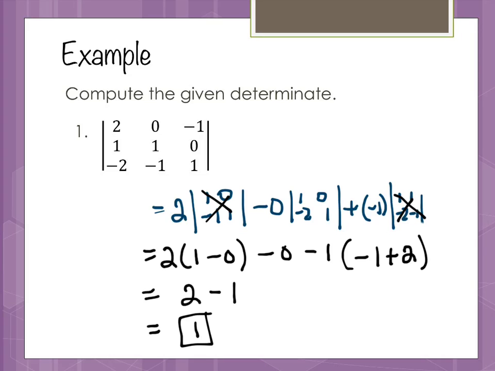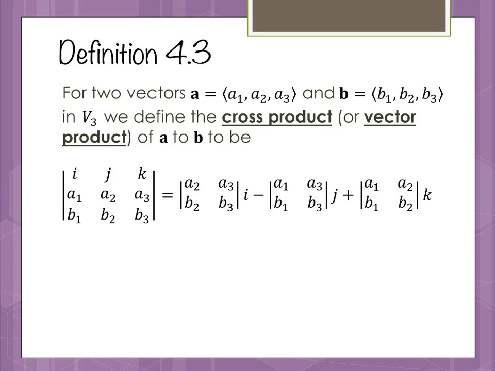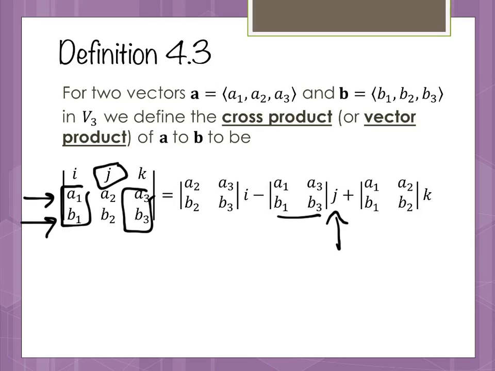So how are we going to use this determinant? Well, we're going to use this in the definition of the cross product. For two vectors, A1, A2, A3, and B1, B2, B3, in vector space 3, we define the cross product, or sometimes called the vector product, of A and B to be this component, i, j, k along the top, and then you see the vectors. Here's vector A, and here's vector B. And then we expand along those corners. So here you see the i from this corner, and you see these four pieces of the matrix right here. And then you see the j along this one, and you see these four pieces of the matrix.